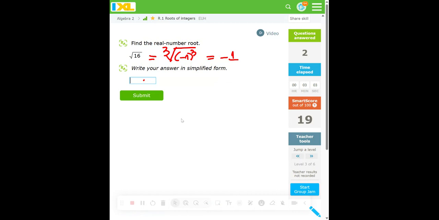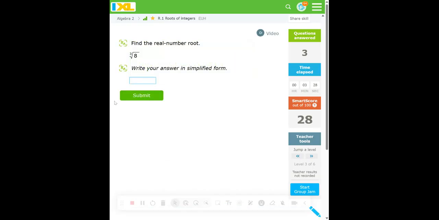Okay, I already got 19 points. Keep going over here. 16, I know it's 4 squared. So the square root of 4 squared, the square root and power 2 cancel out. I already know the answer is 4. Okay? But for the sake of it, I can put it in the calculator over here. Square root of 16, the answer is 4. Okay? Here we go.